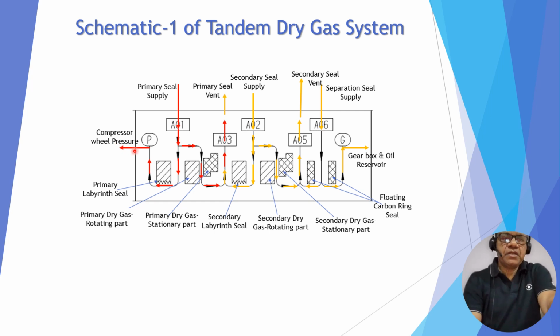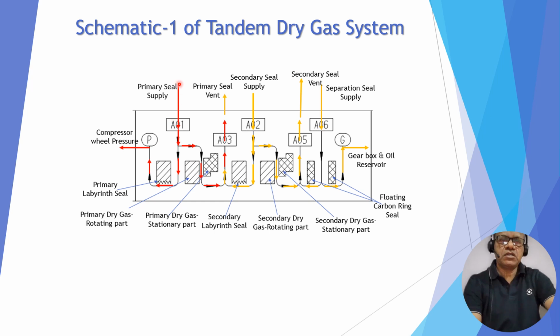This side is the compressor wheel pressure, the process side. This side is the bearing and oil reservoir side. These are the seal supplies: the primary, which is for hydrocarbon, mostly; this is the secondary, high pressure nitrogen; and this is the separation supply, which is low pressure nitrogen. This is the primary seal vent, which is connected to flare. This is the secondary vent, which is connected to a safe area location. So this is the arrangement.